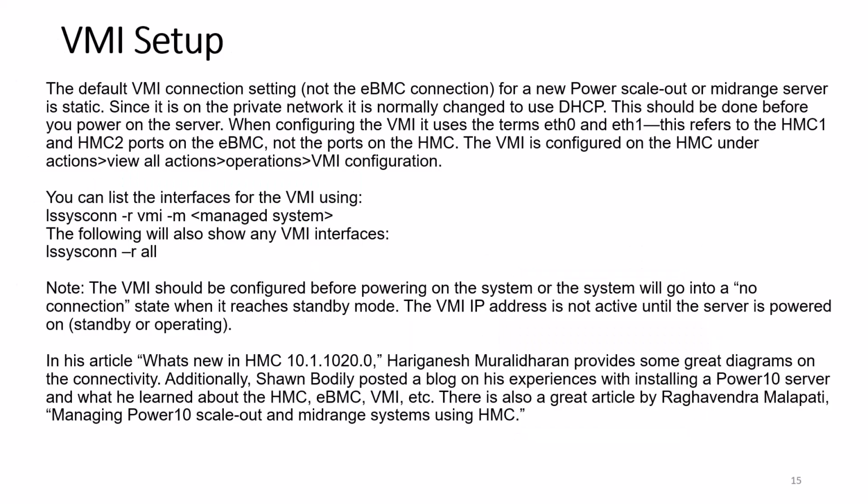So when you're setting up the VMI, as I mentioned, it's actually on the private network. There's a couple of things that I found very confusing. When you're configuring the VMI, it uses the terms ETH0 and ETH1, which refers to the HMC 1 and 2 ports on the eBMC. It is not referring to the ports on the HMC. You configure the VMI on the HMC typically under Actions, View All Actions, Operations, VMI Configuration. But it may look a little bit different depending on what level of the HMC code you're running.